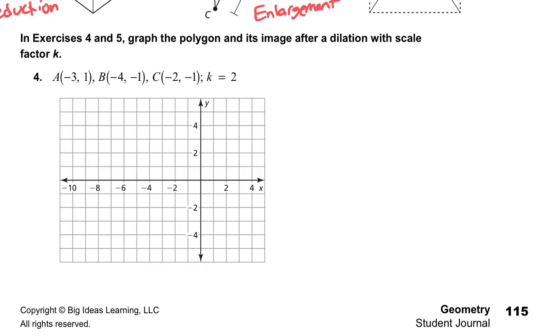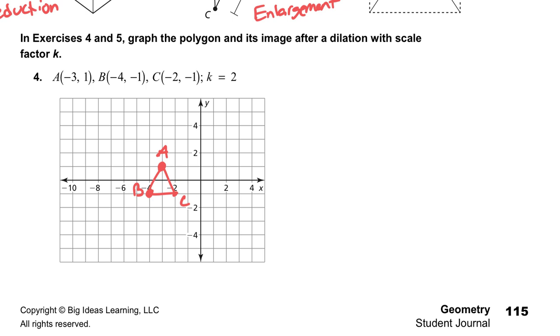So example 4 and 5, this is where we're going to graph the original image. So let's go to -3, 1, -4, -1. So here's my A, here's my B. Actually, I'm going to write A somewhere else just so it's not in the way. And then C is -2, -1. There is C. And here is my triangle that I have.